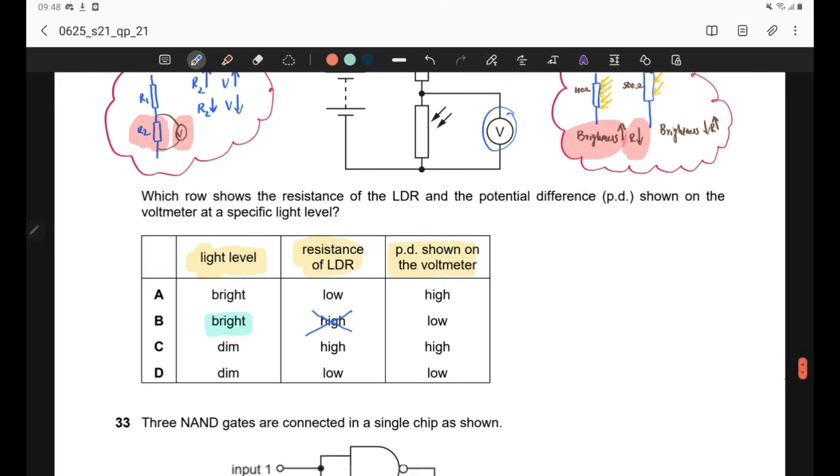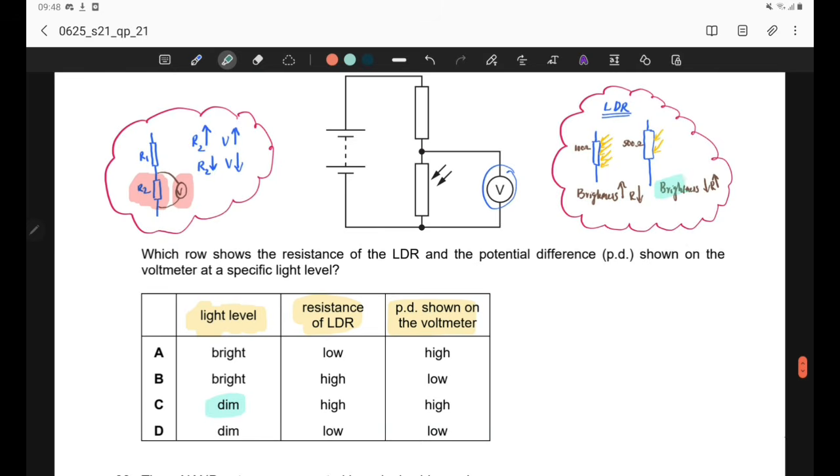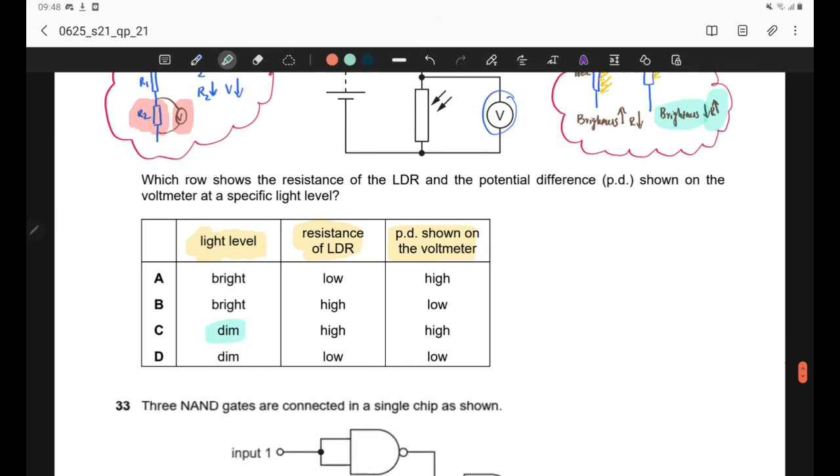Now let's see option C. In option C it says the light level is dim. So we can see when the light is dim or its brightness is less, we have seen the resistance will be great or resistance will be more. So here in option C it says when the light level is dim or less, the resistance will be high. Yes, that is correct, because we have seen when the brightness is less, the resistance will be high. So that part is correct.